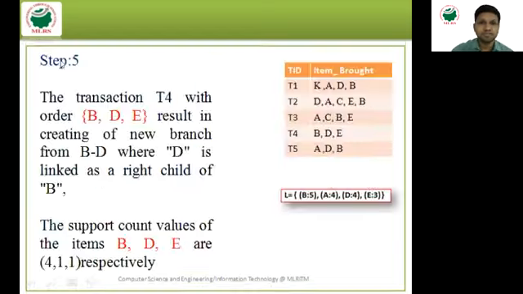Now D2, E1. Now see in step 5, BDE. The transaction T4 with order BDE results in creating a new branch from B, where D is linked as a right child of B. B is available, D is also available, E is also available. So now the support count value of the items BDE are 4, 1, 1 respectively.